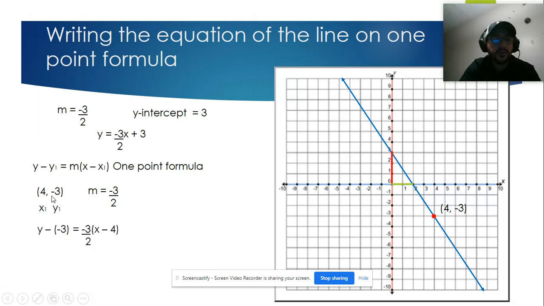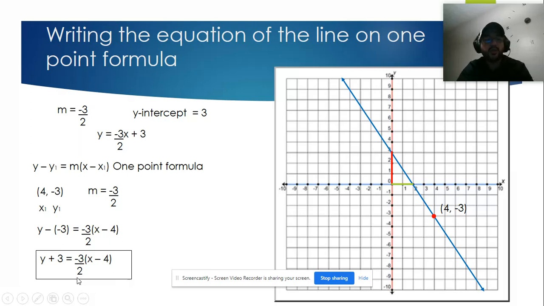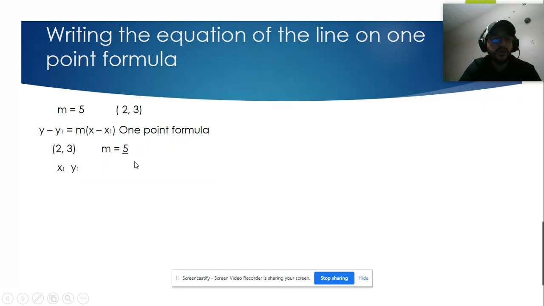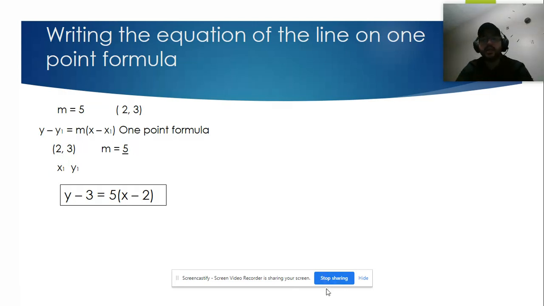Y minus y sub 1, which is -3, equals the slope times x minus x sub 1, which is 4. I can simplify this, so it will be y plus 3 equals -3 over 2 times x minus 4. And that will be my point-slope formula for this equation. Let's see another example. We got the slope, we got the point, we label the point, and with the slope, we can write the point-slope formula. Y minus 3 equals 5 times x minus 2. That's how you write the point-slope formula equation for the line.